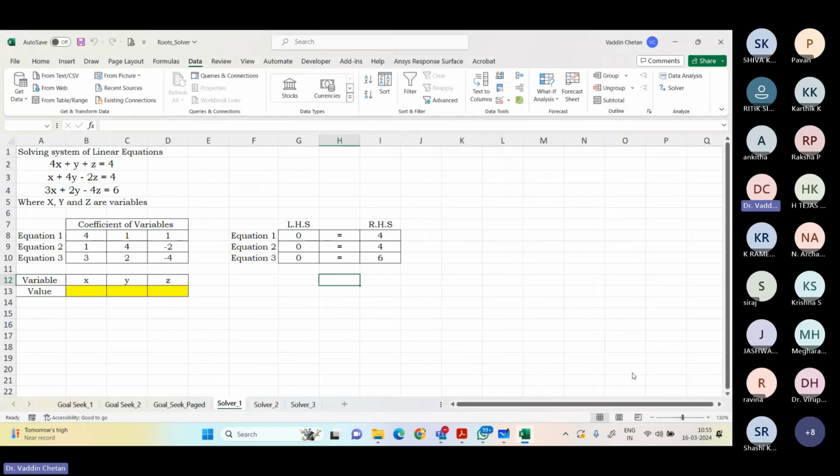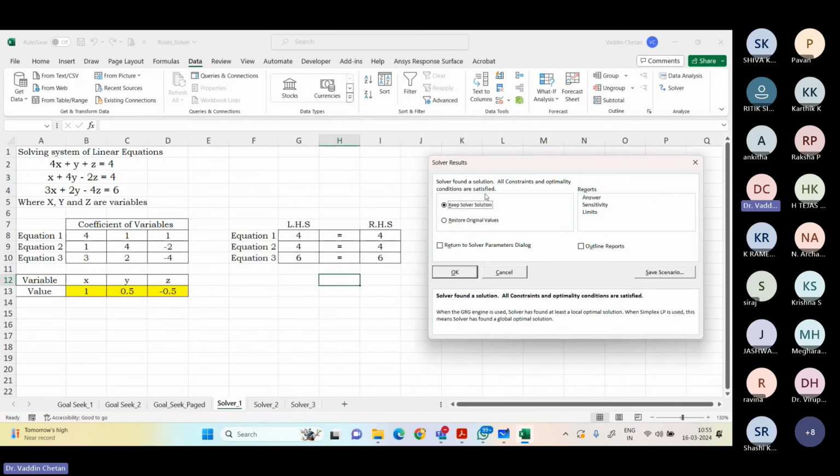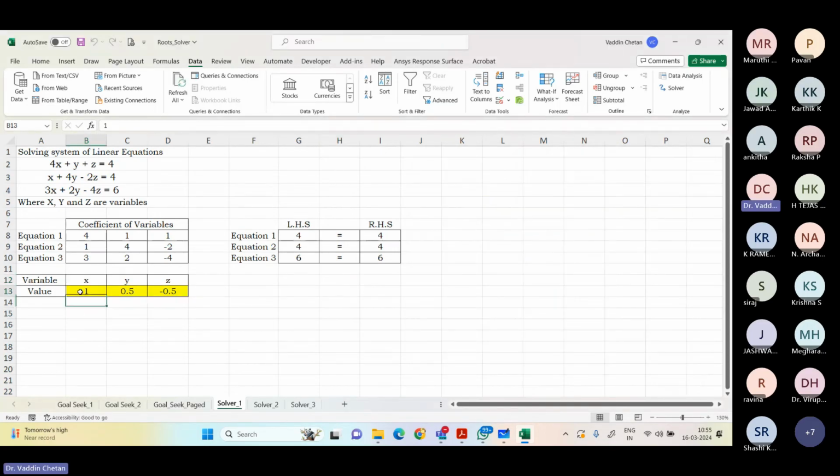Click on solve. Once you click on solve, it actually takes a fraction of a second, but in the background it goes on with the iterations. Click on OK. Now I have arrived at three values. That is, the value of X is 1, the value of Y is 0.5, and the value of Z is minus 0.5.